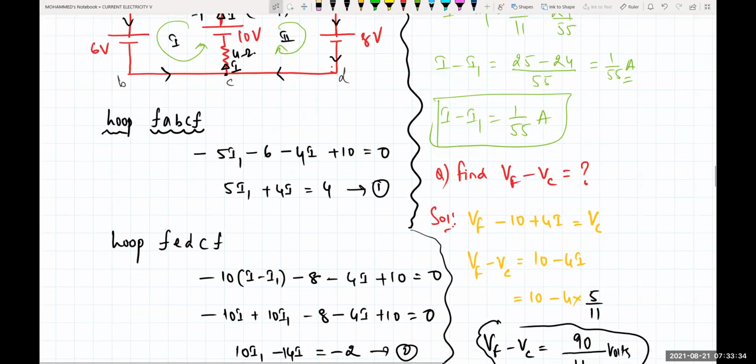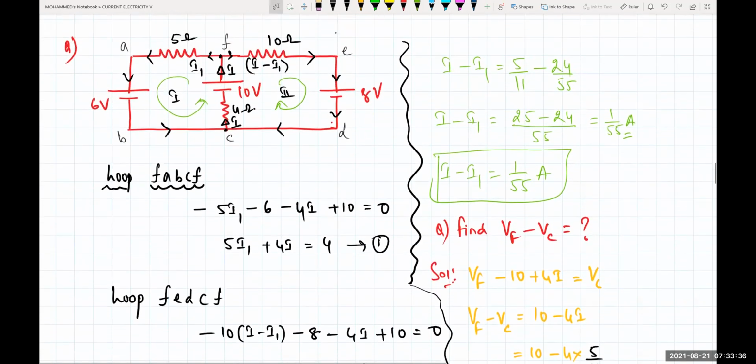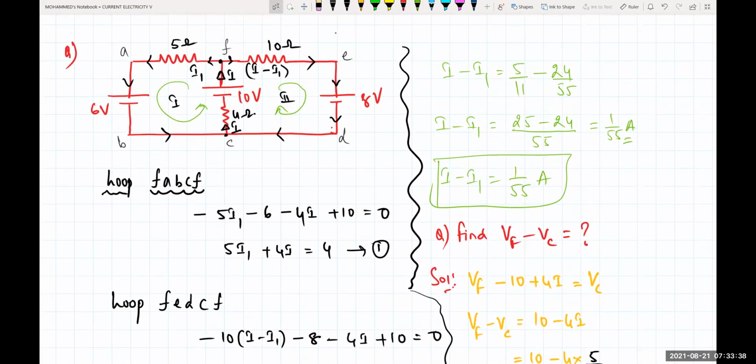In this, my question is: find the potential across F and C. So how many unknowns are there, beta? I don't know the current I. I don't know I1. I don't know I minus I1. So I need to calculate that I minus I1. To calculate the potential across F and C, I need to calculate the current.